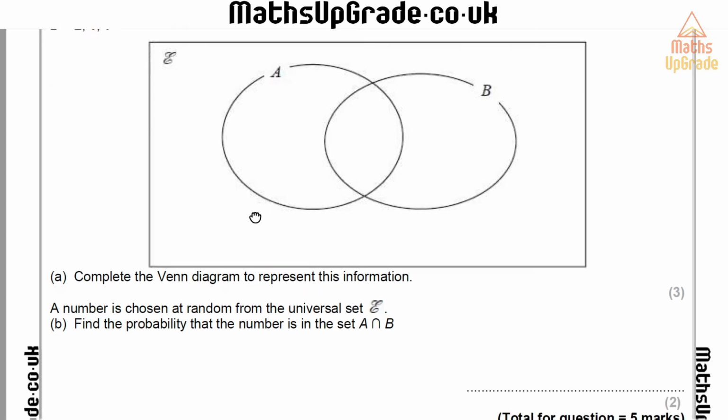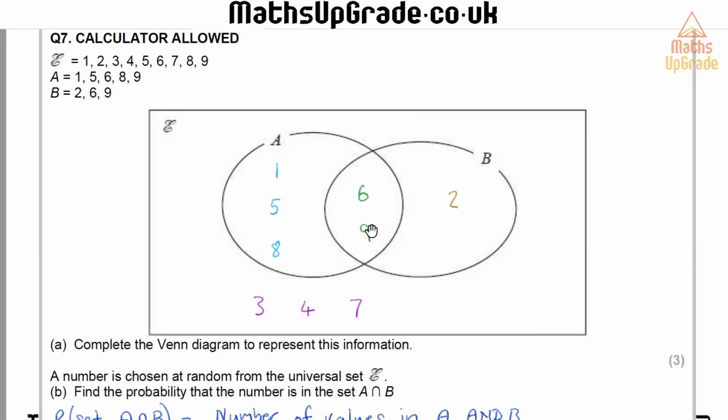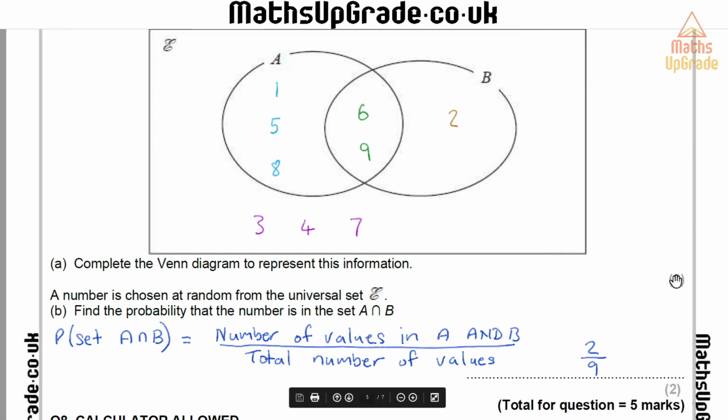The second part of the question says a number is chosen at random from that entire set. Find the probability that the number is in the set A intersect B, so A and B. So how many numbers are in A and B out of the total number of numbers? So in A and B there's 2 numbers out of 9 altogether, so that's 2/9, and that's 5 marks for that question.